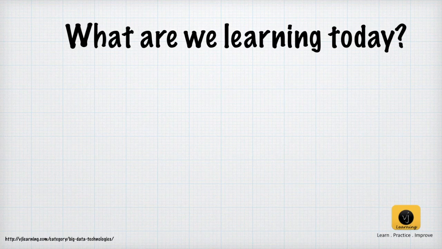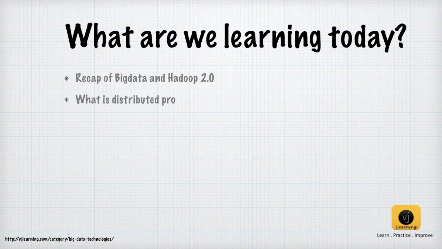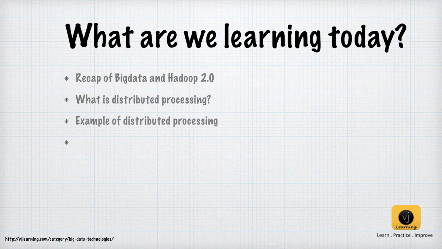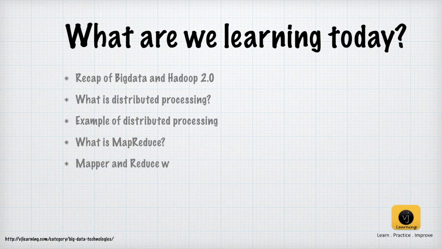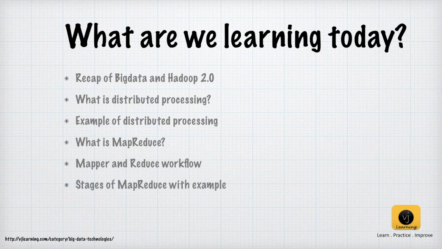So in this video today, we will be covering a quick recap on Big Data and Hadoop 2.0, which we discussed in our previous videos, and what is distributed processing, and an example of distributed processing, as well as MapReduce, which is the main agenda of today, what the framework of MapReduce is, and what the different stages of MapReduce are. Let's learn that with an example. We're going to follow the same example across the video today so that you can relate them easily. And finally, a summary of what we covered so far.